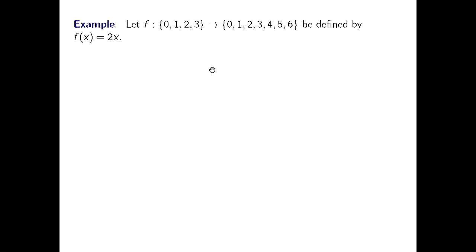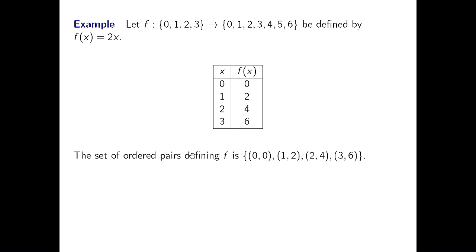Okay, so here is a function f with domain 0, 1, 2, 3 and codomain 0, 1, 2, 3, 4, 5, 6, defined by doubling. That would be a table of values for this function. How would we write it as a set of ordered pairs?